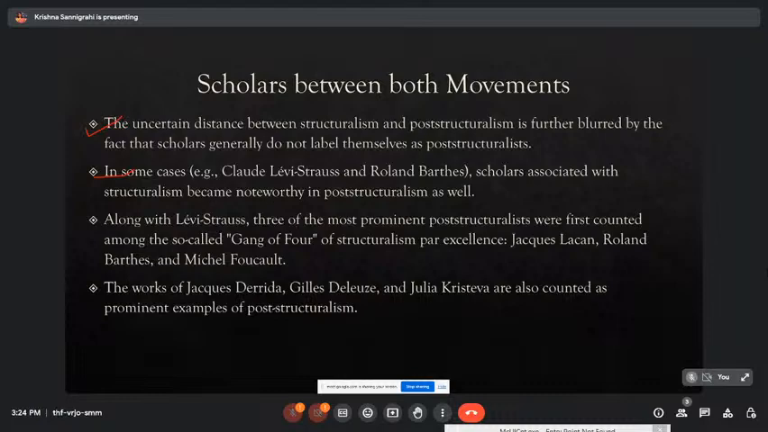In some cases, for example, Claude Lévi-Strauss and Roland Barthes, scholars associated with structuralism became noteworthy in post-structuralism as well. Along with Lévi-Strauss, three of the most prominent post-structuralists were first counted among the so-called Gang of Four of structuralism par excellence: Jacques Lacan, Roland Barthes, and Michel Foucault. These four people. Now, the works of Jacques Derrida, Gilles Deleuze, and Julia Kristeva are also counted as prominent examples.